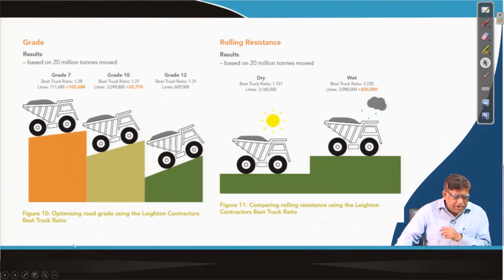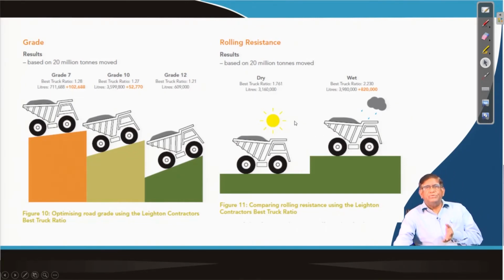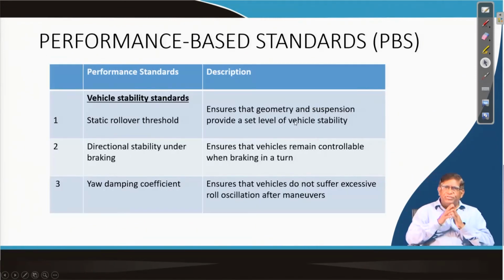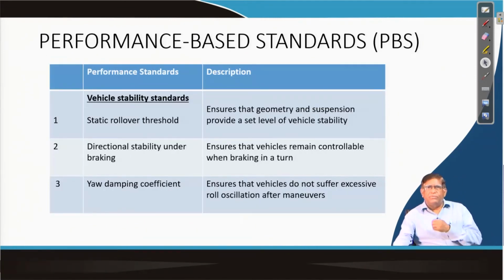Similarly, this can be done for the gradient you are working at. Gradient-wise, you can find the base truck ratio; when the grade is 7, you get the base truck ratio here as 1:7. Similarly, under different conditions, such as in a rainy season or a cloudy season, you can also find the base truck ratio and identify where the truck will work.